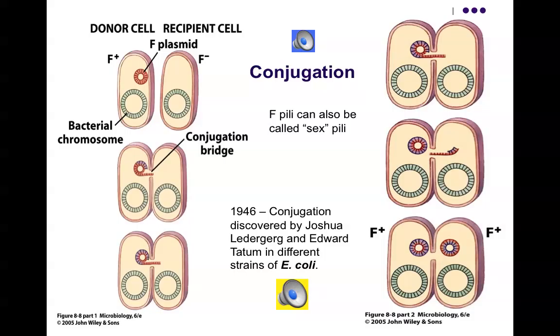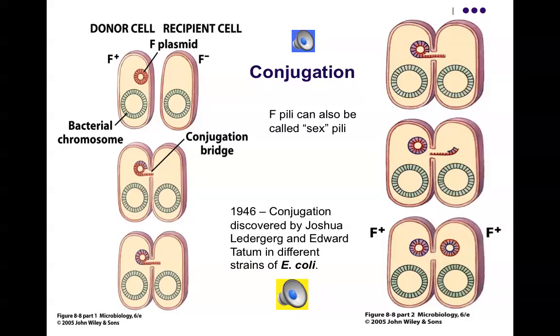So if we can produce pili, we're going to be called an F plus cell. So F plus simply denotes that the cell has the F plasmid inside and is capable of producing F pili, or conjugation pili. Bacterial cells that don't have these plasmids are identified as F-.